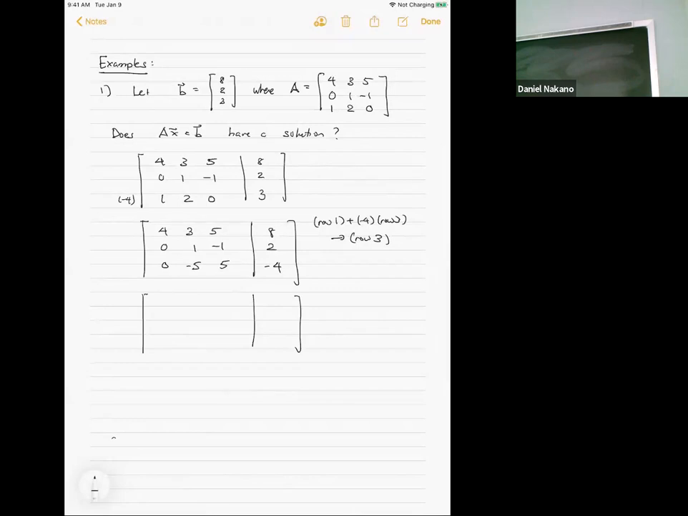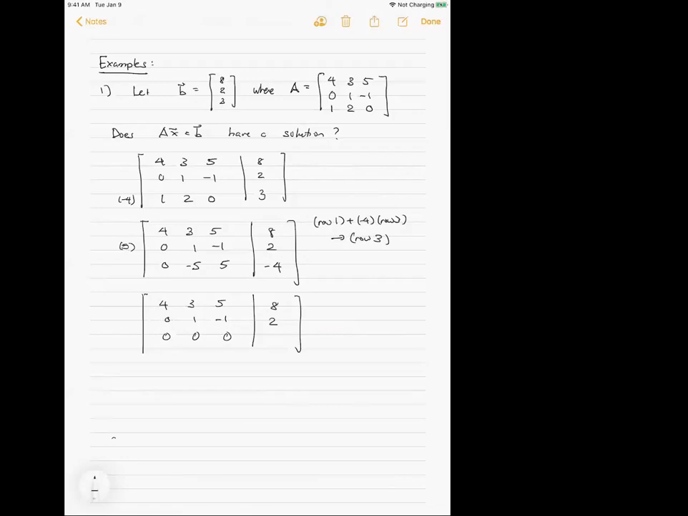And so what I want to do is multiply the second row by 5, and then add it to the third row and put it in the third row. Okay, so we have 4, 3, 5, 8, 0, 1, minus 1, 2. And I have a 0, I have a 0, I have a 0. And then what's the last thing? Let's see, I think it's a 10 plus minus 4, right? Oh, 6. 6.